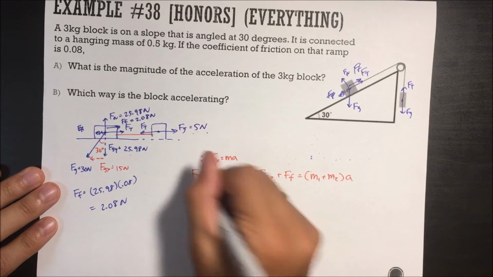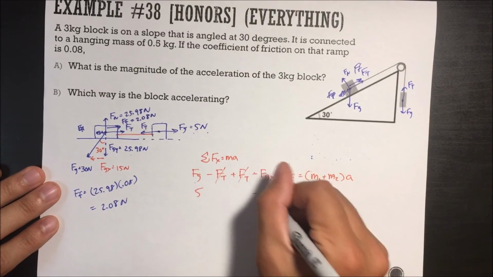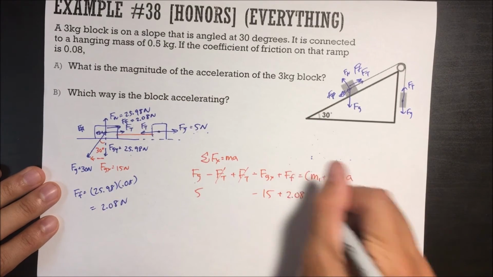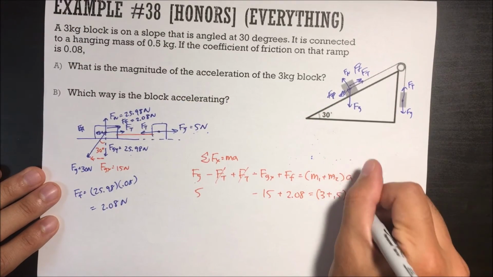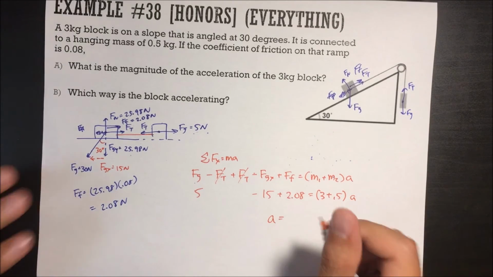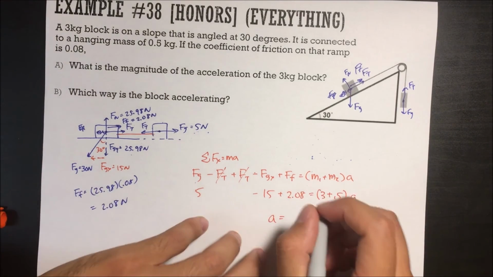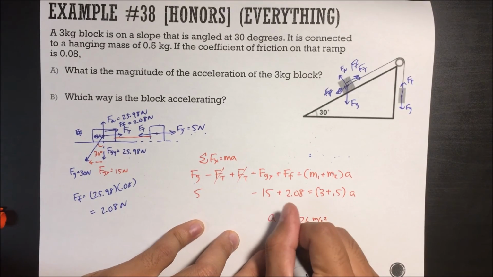Force of gravity, this is 5. We don't know force of tension, but they cancel out. Force of gravity in the x, minus 15. Force of friction plus 2.08 equal to the mass of 1, which is 3, plus 0.5 times acceleration. Alright, let's put this all in our calculator, and we'll finally be done with this chapter. We get acceleration of 2.26 meters per second squared down the incline.